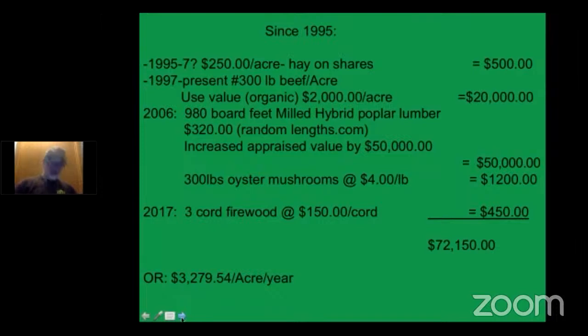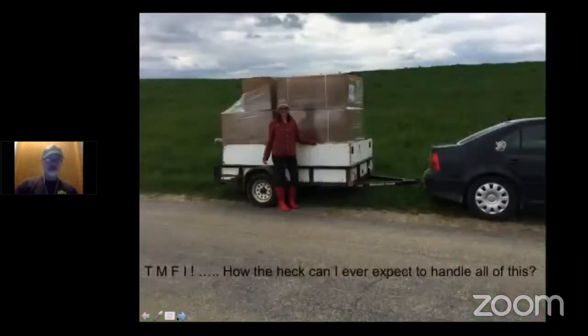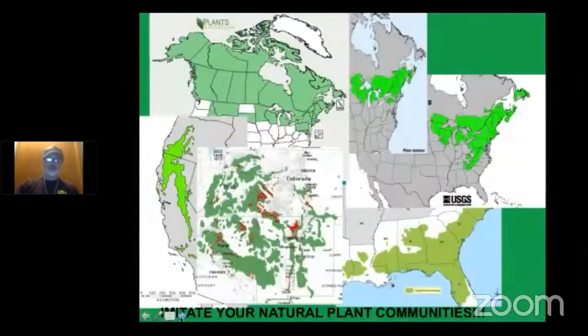How can I handle this? This is too much. Help! There's Karen helping us again. Imitate your natural plant communities. When you imitate the natural plant communities of the area, you have the highest chance of success. Nature has been succeeding on your site forever. Agriculture has only been there for a few calendar minutes in geological time. Strategically disturb the site.